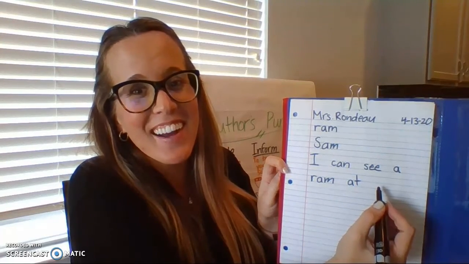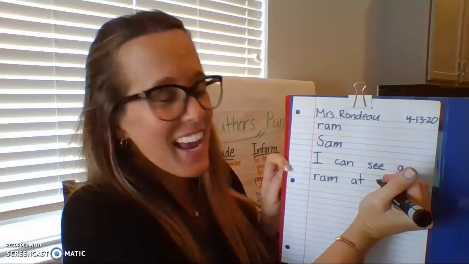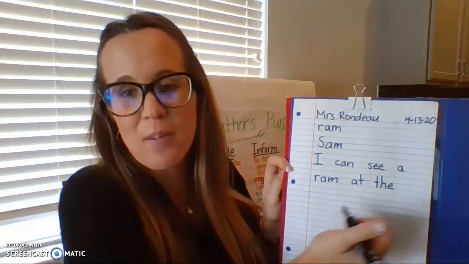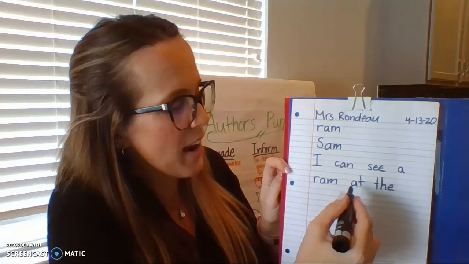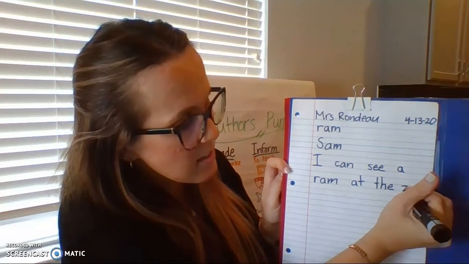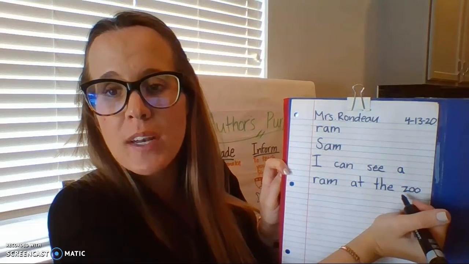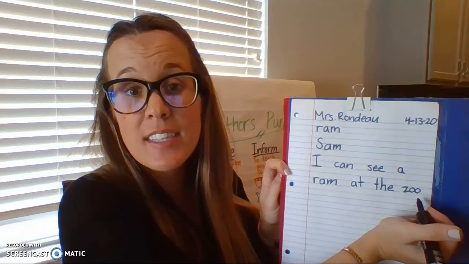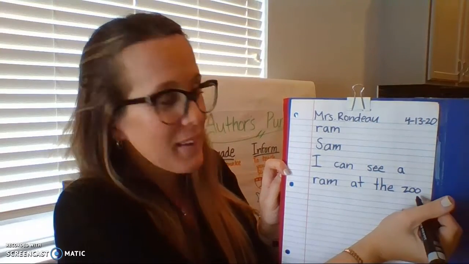the. How do we write the? It's a sight word. T-H-E. Good. Okay, we're almost done. I can see a ram at the zoo. Ooh. Remember, to make it say ooh, we need two O's. Okay, and what do we need at the end of our sentence? We're not asking a question, so we just need a period.